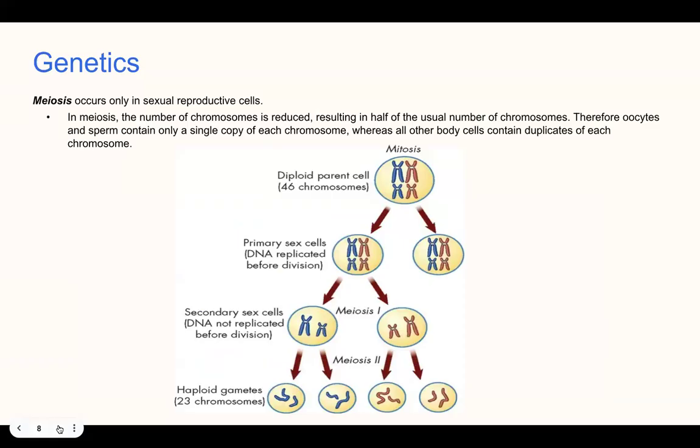Meiosis occurs only in sexual reproductive cells. So, in meiosis, the number of chromosomes is reduced, resulting in half the usual number of chromosomes. Therefore, oocytes and sperm contain only a single copy of each chromosome, whereas all other body cells contain duplicates of each chromosome.